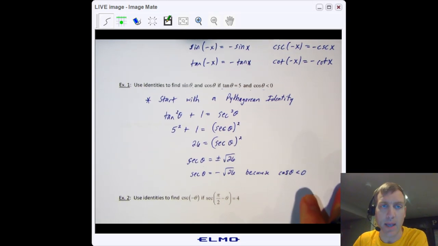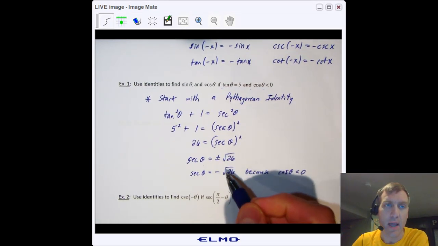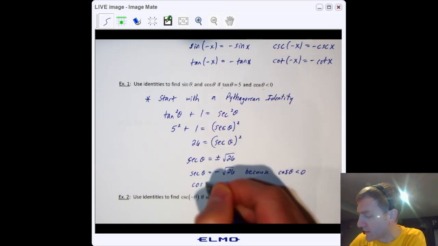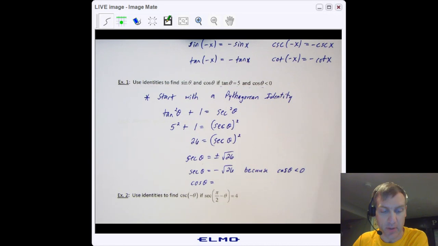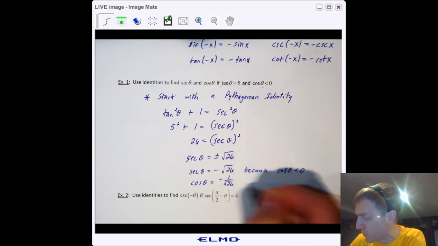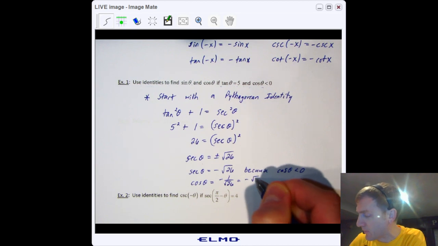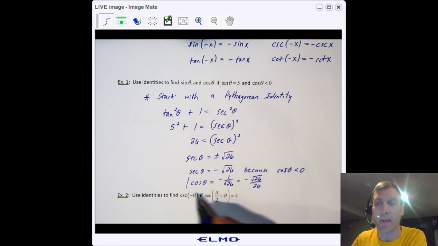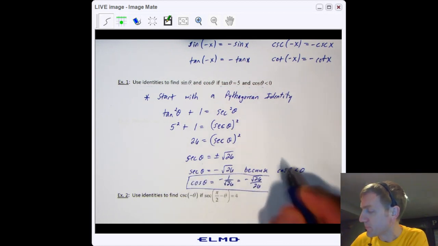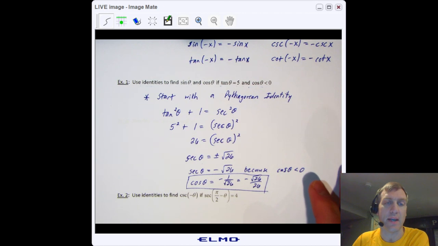Now I'm almost done with the first part. I know secant, I want to find cosine. Well, as I said before, cosine is simply the reciprocal of secant. So just do the reciprocal: negative 1 over radical 26, or if I rationalize the denominator, negative radical 26 over 26. So that is the first of the two answers it wants. There's your cosine, negative radical 26 over 26.